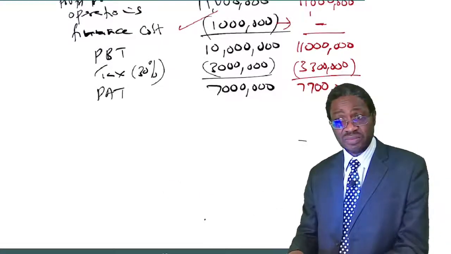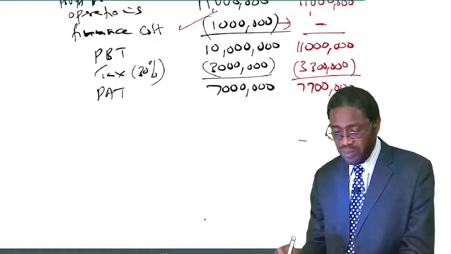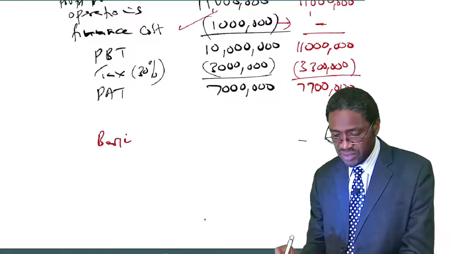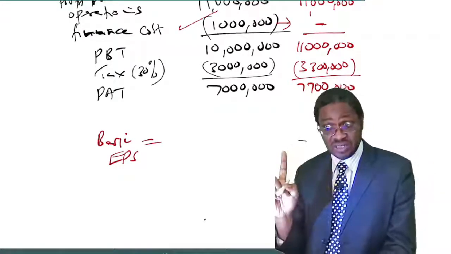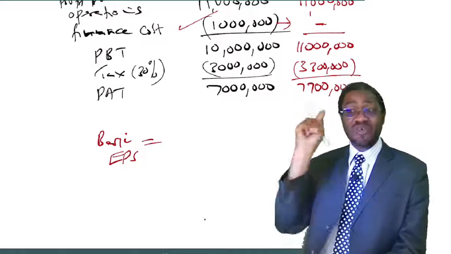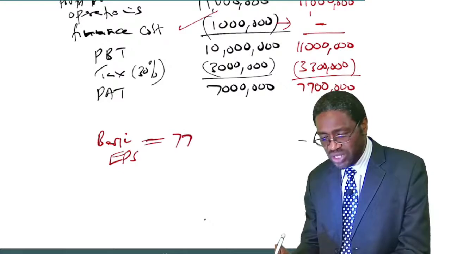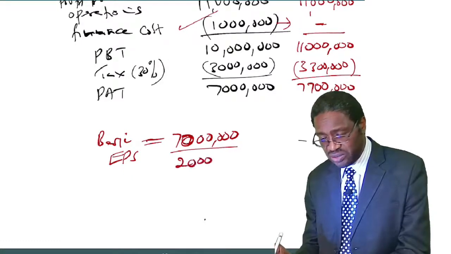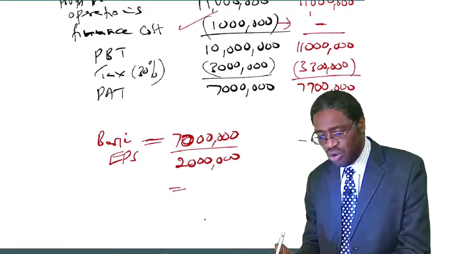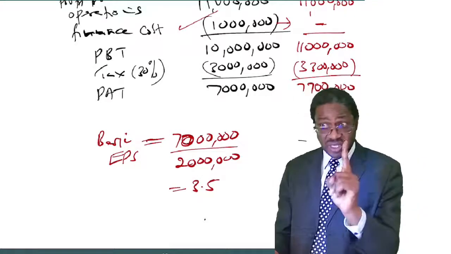Now listen. So if the company did not have any preference dividends, preference shares, therefore the basic EPS would have been the net profit after tax minus preference dividends. Your company doesn't have preference shareholders, so our earnings attributable to the ordinary shareholders was 7 million. Then you divide that by the number of shares, which is 2 million. That gives me earnings per share, basic, of 3.5.